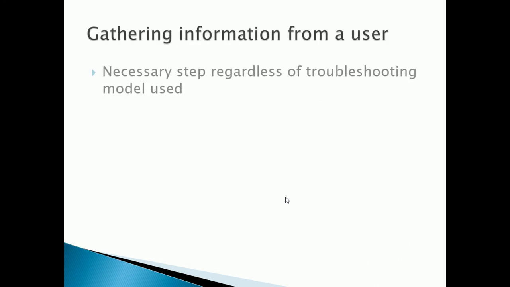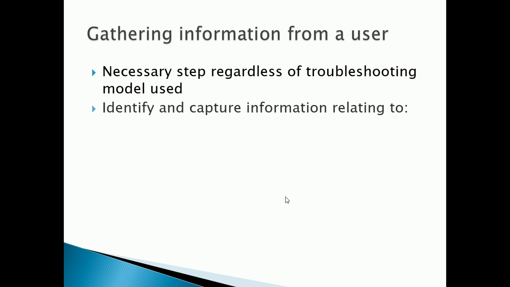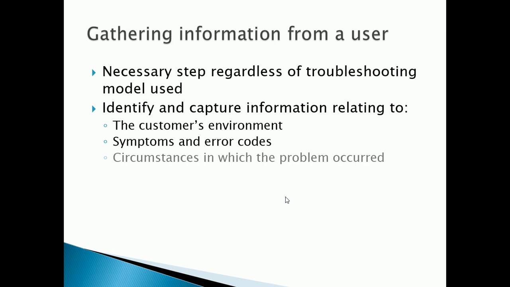As I said before, gathering information from the user is one of the hardest things you have to do with troubleshooting, right? It's like pulling teeth out of some people to get information about what happened. But it is a necessary step in all of these different troubleshooting models. So we have to identify and capture information about the environment, the error codes they might see, circumstances when the problem occurred, right? So it's the kind of things that we're trying to get from the user. And again, they're going to give us a lot of information that's not relevant, and one of our jobs is to try to understand what is relevant, right? To be able to see through the forest, and see through all of this information they're giving us to get to what is salient about the issue.